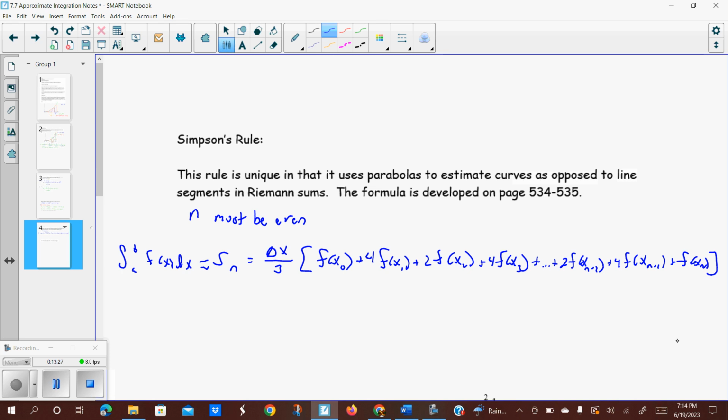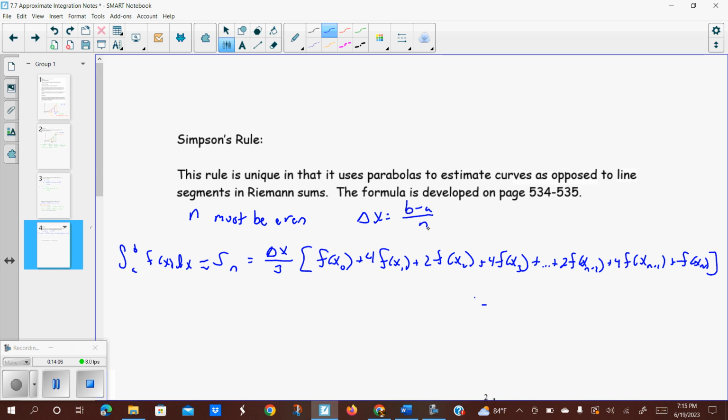So again, the pattern will repeat. The first and the last one have no coefficients. Everything in between starts with 4 times the next one, 2, then 4, then 2, then 4, then 2, then 4, all the way up to the one right next to the end, which needs to end with a 4. This is why it has to be an even amount, by the way. And then the last one, again, has no coefficient. So it's a pattern of nothing, and then 4, 2, 4, 2, 4, 2, all the way up to the end, and you have to have a 4 right before the last one, and then nothing on the last one. And again, I'm just going to write this down here. Delta x is still b minus a over n.